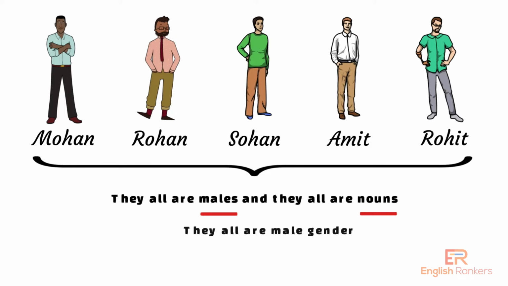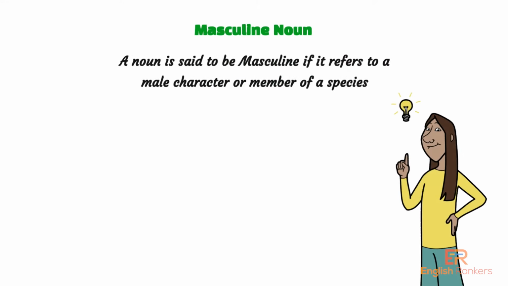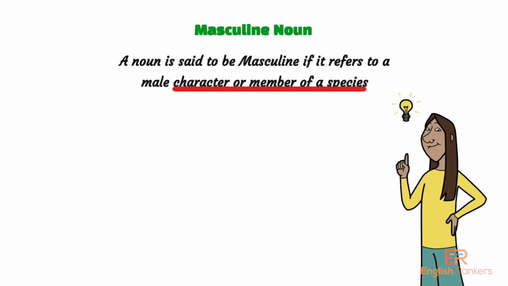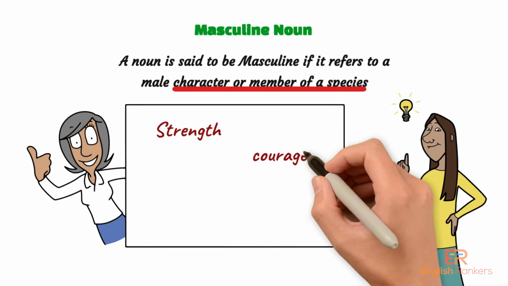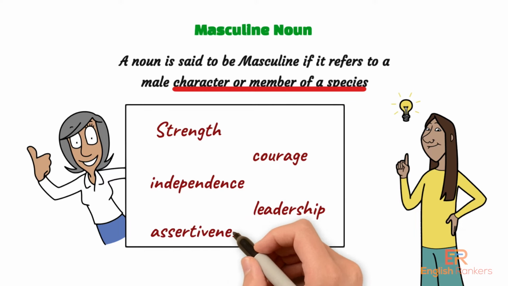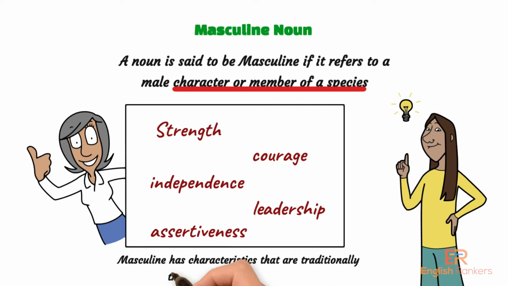Now can you define masculine nouns? A noun is said to be masculine if it refers to a male character or member of a species. Anything which shows or indicates strength, courage, independence, leadership, and assertiveness comes in the masculine noun. Masculine has characteristics that are traditionally thought to be suitable for men.